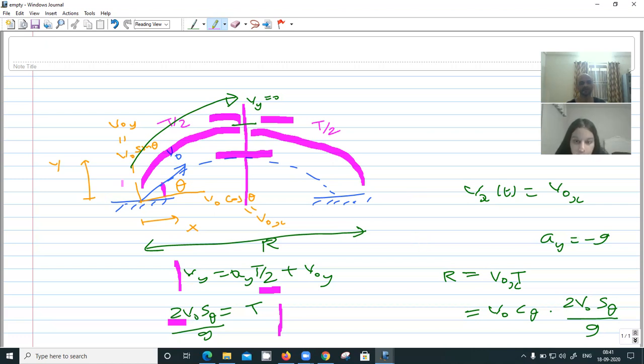The time is the same for both. It's one single clock. But the other things will be different for x and y. Time is the connecting thing, which is the same for both x and y. From that I can find the range as the x component velocity, which is not changing, v naught x into the total time. So this is symmetric.